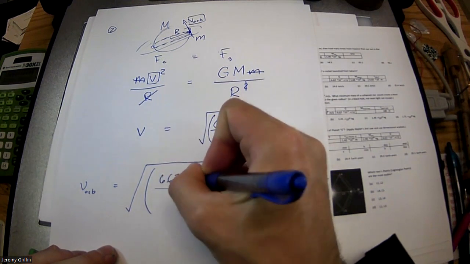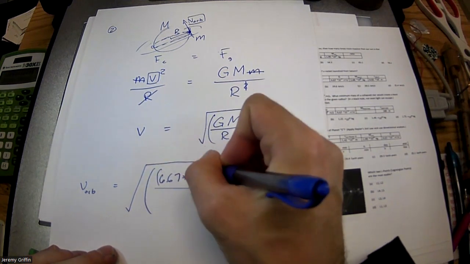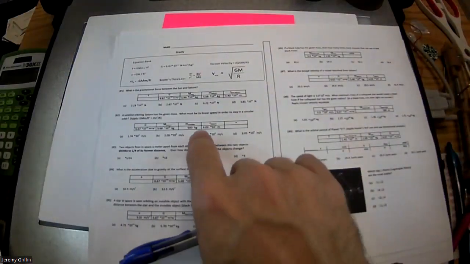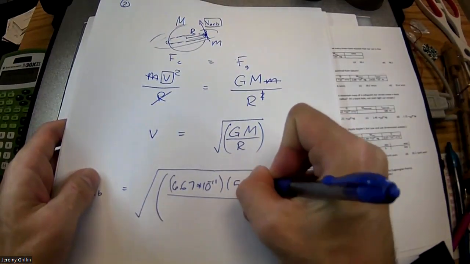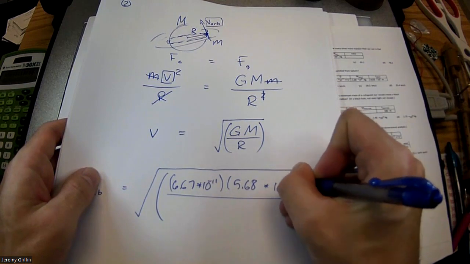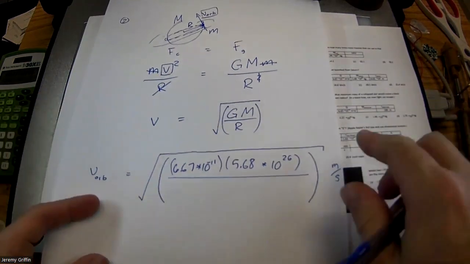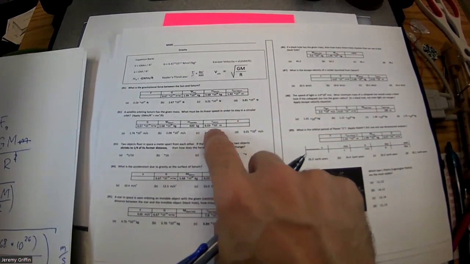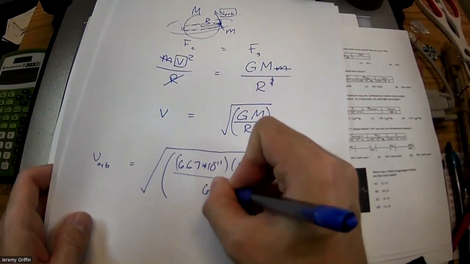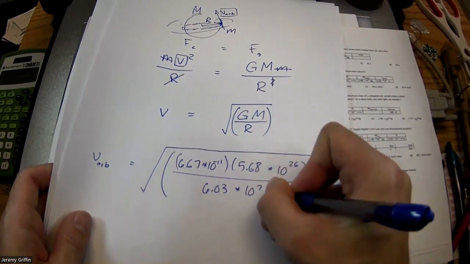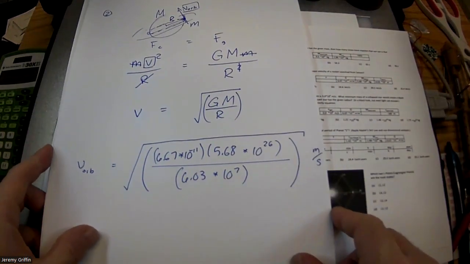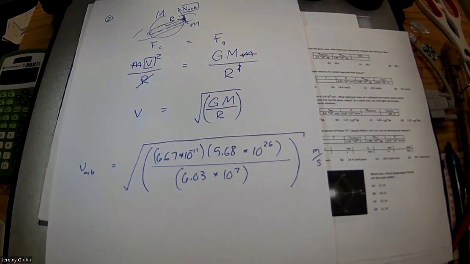G is 6.67 times 10 to the negative 11, with a bunch of weird units, but I took care of the units. The mass of Saturn is 5.68 times 10 to the 26. That's kilograms, but again, I took care of the units. And the radius of Saturn is 6.03 times 10 to the 7 meters. That's meters. So I got everything in my base units.